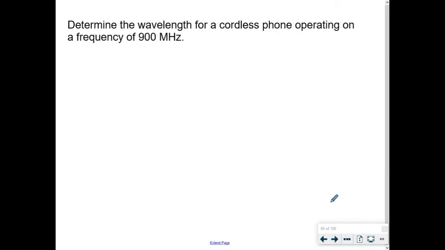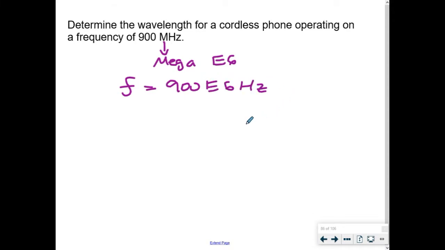Let's try another example. Let's try to find the wavelength for a cordless phone operating at 900 megahertz. For any of you who have wireless devices, they operate on certain frequencies. Cordless phones often operate on the 900 megahertz wavelength. If you're not familiar, capital M stands for mega, and if you check your data sheet, it refers to anything that's to the power of 6. So what I've now told you is that your frequency is 900 times 10 to the 6 hertz.